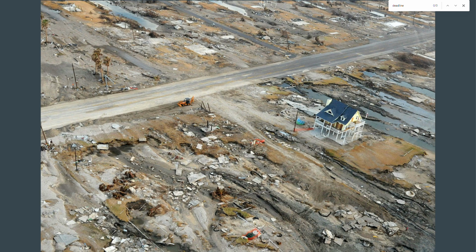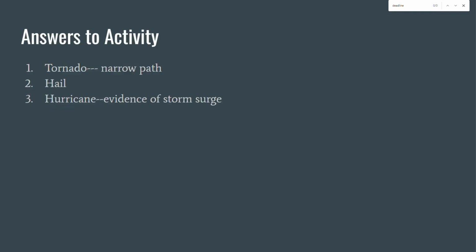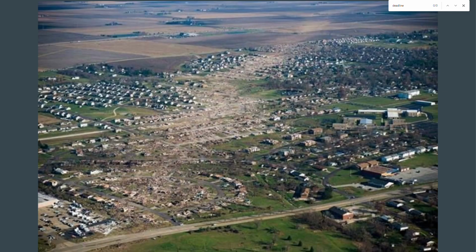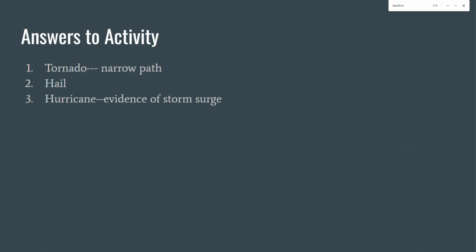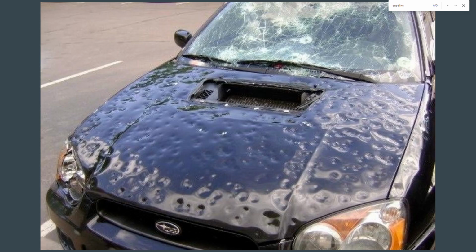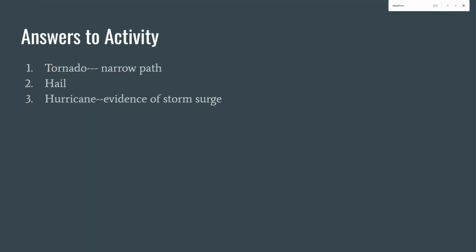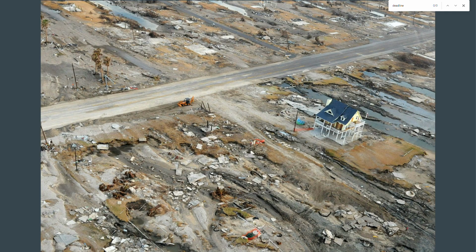Okay, now I will reveal the answers and explain them. First is tornado, because of the narrow path, so you can see here. The second one is hail, because you can see the indents from all the hailstones on the car. And the third one is hurricane damage, because there's evidence of storm surge, which is the ocean coming into the land and washing things back to the sea.